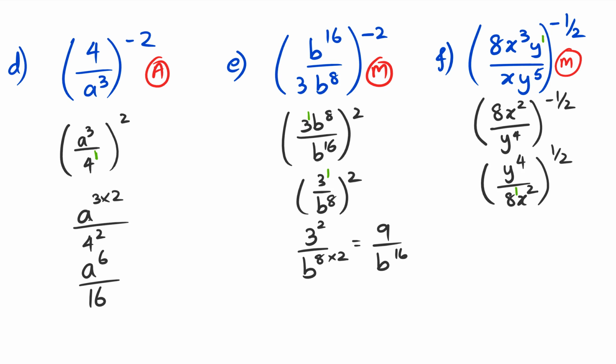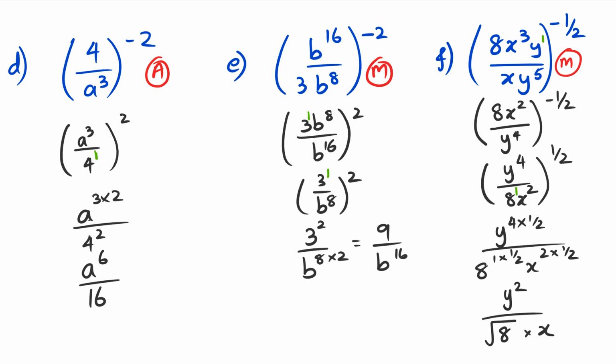So we know that 8 has a power of 1. So what we're going to do is y to the power of 4 times a half over 8 to the power of 1 times a half, x to the power of 2 times half. So 4 times half is just 2, so y squared. 8 to the power of half, well, it's going to be a decimal number, so I'm just going to leave it as 8 to the power of half. But you can also put it as square root of 8 multiplied by x, since x to the power of 2 times half is just x. So that ends up being your final answer.